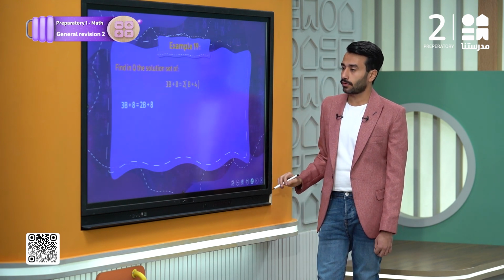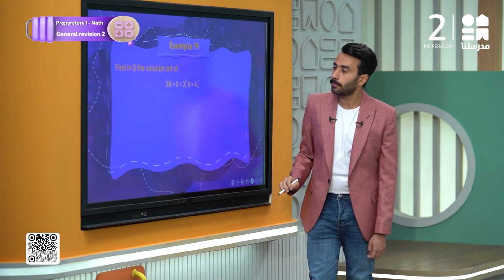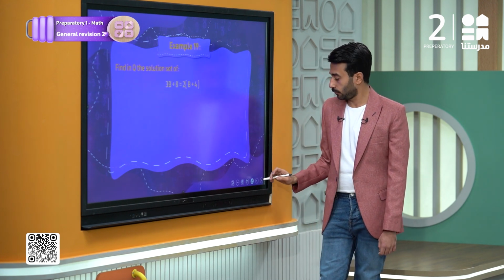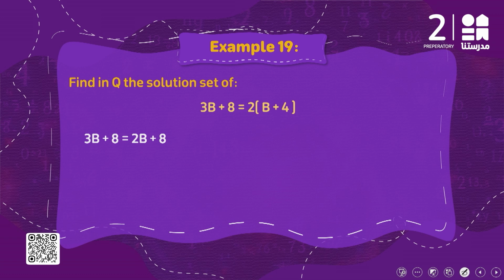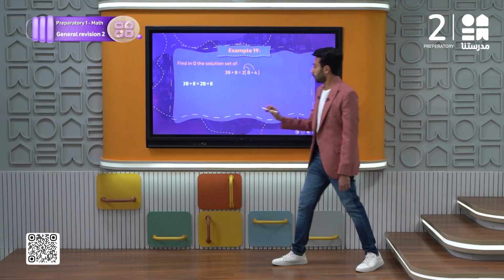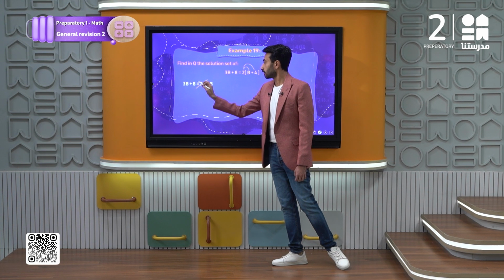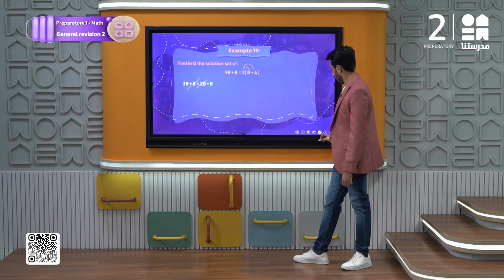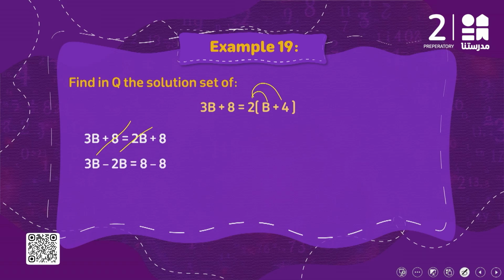Find in Q the solution set. 3b plus 8 equal 2 brackets b plus 4. Leave the first part. Now multiply 2 by b and 4. It's 2b and 2 times 4 is 8. Simply to find the value of this equation, subtract 2b from here, subtract 8 from here. Now you have 3b minus 2b and 8 minus 8. 3b minus 2b is 1b, 8 minus 8 is 0. The value is 0, solution set equal to 0 for this equation.